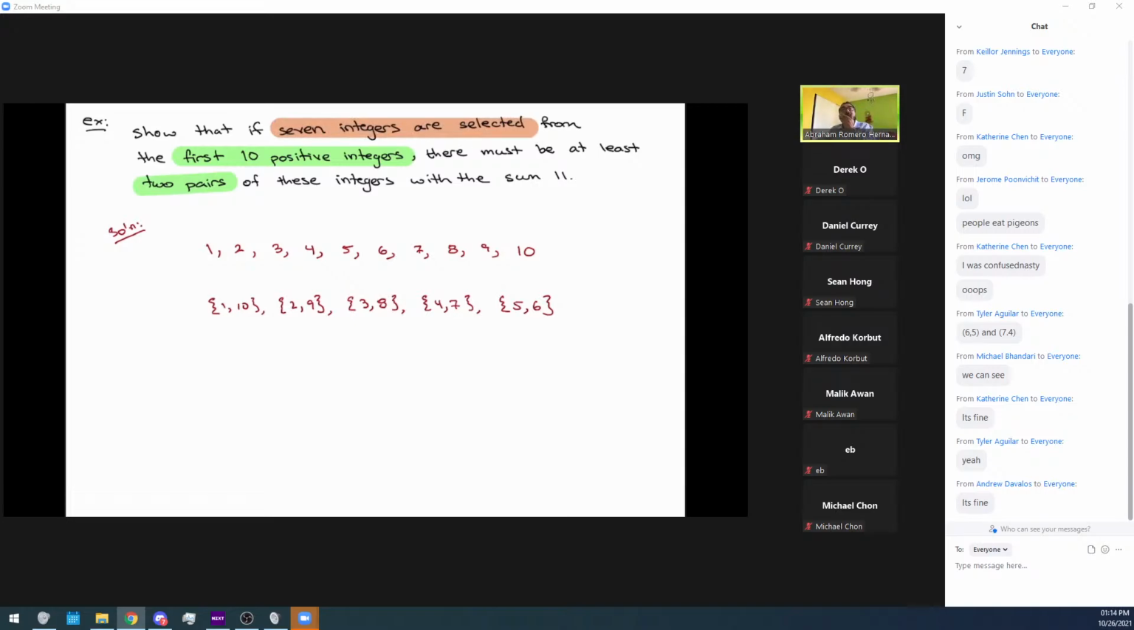Okay. So 7 integers are selected. Now that's interesting. 7 are selected, but they're selected at random. They're not telling us that the first 7 integers are selected. They're telling us that we're randomly selecting these integers. It doesn't say randomly, but it's implied because it doesn't say the first 7. It just says 7. Okay, so let's start selecting our integers.